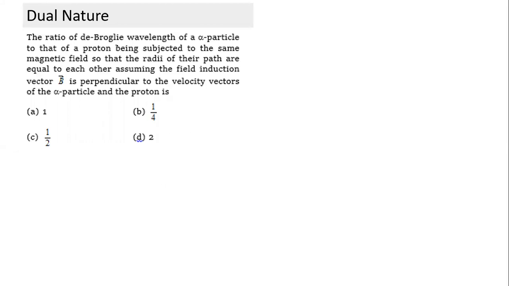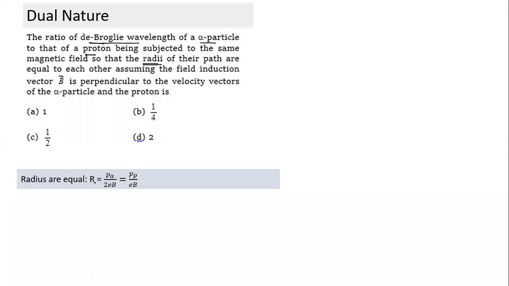So again, it is a ratio. What we need to find is the ratio of lambda of alpha particle and proton. Both are particles, and both have the same radius. So what is the radius of a charged particle moving under the influence of a magnetic field perpendicular to it? That we should know. Radii are equal, so we'll use the condition that radii are equal. What is radius equal to?